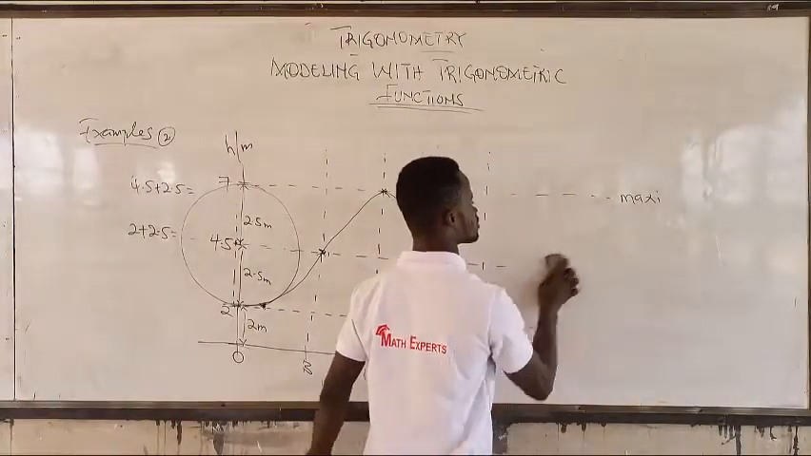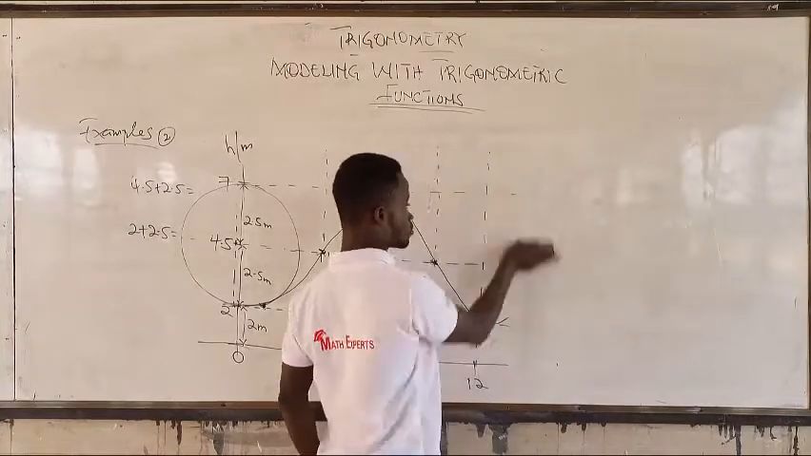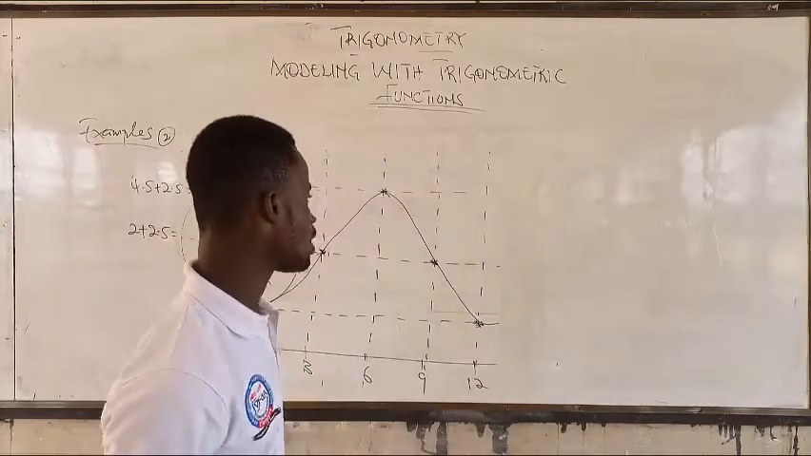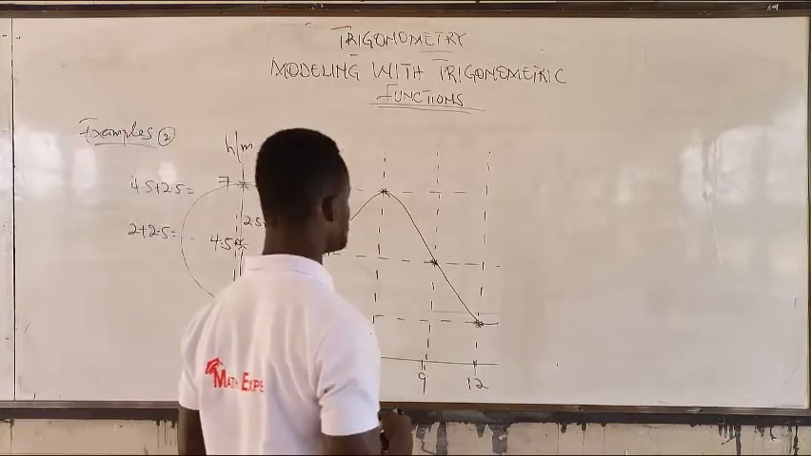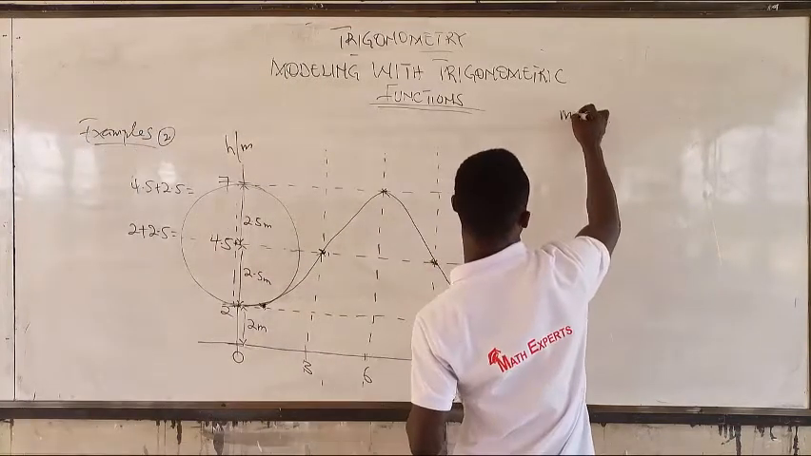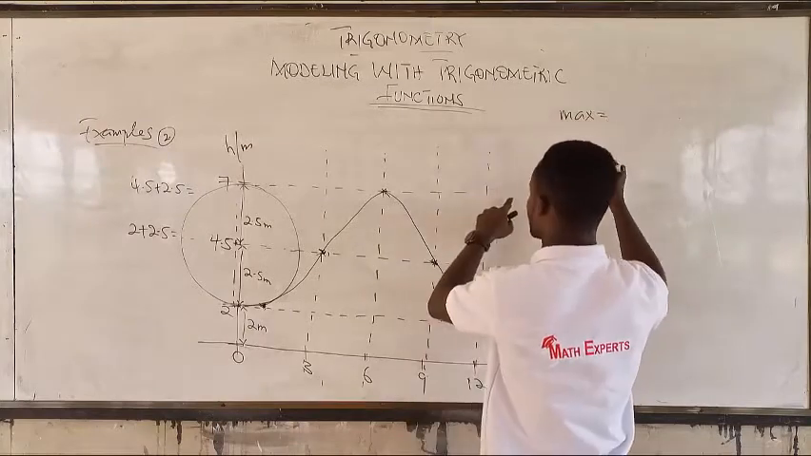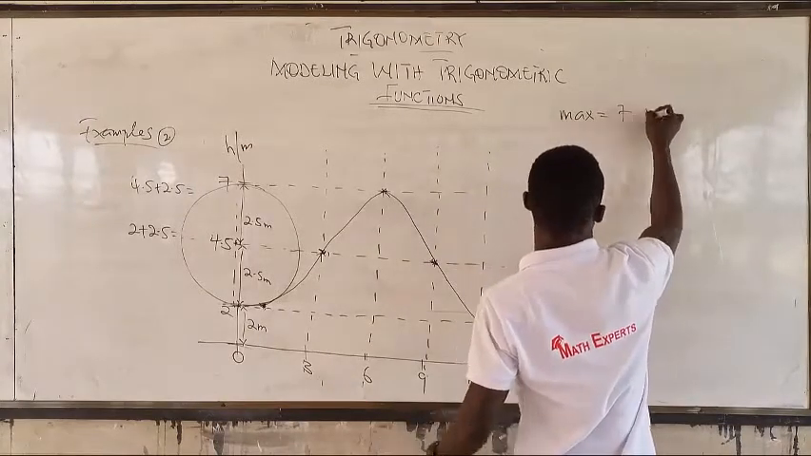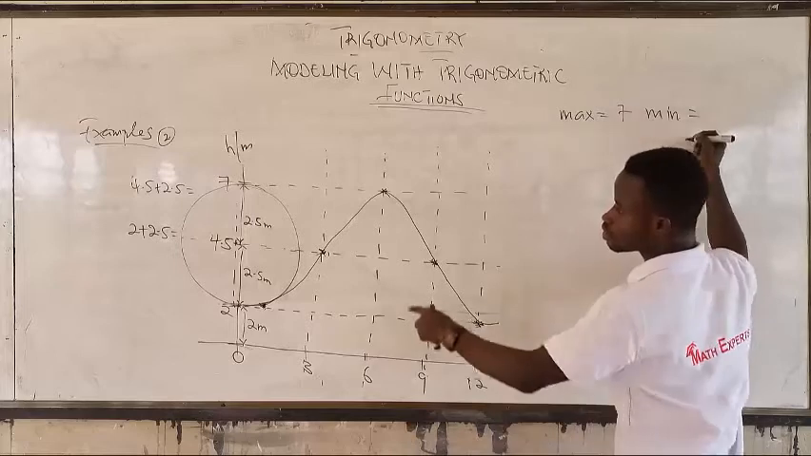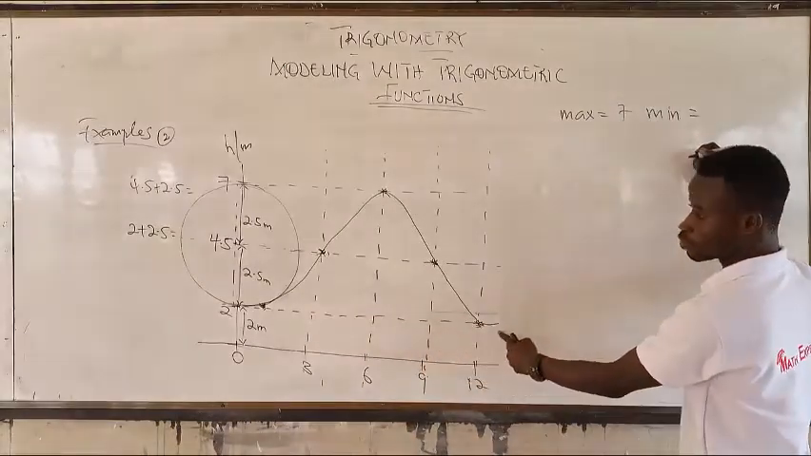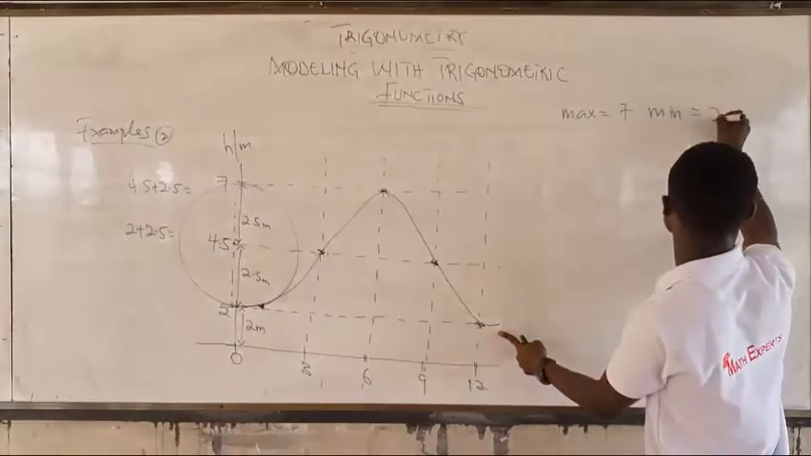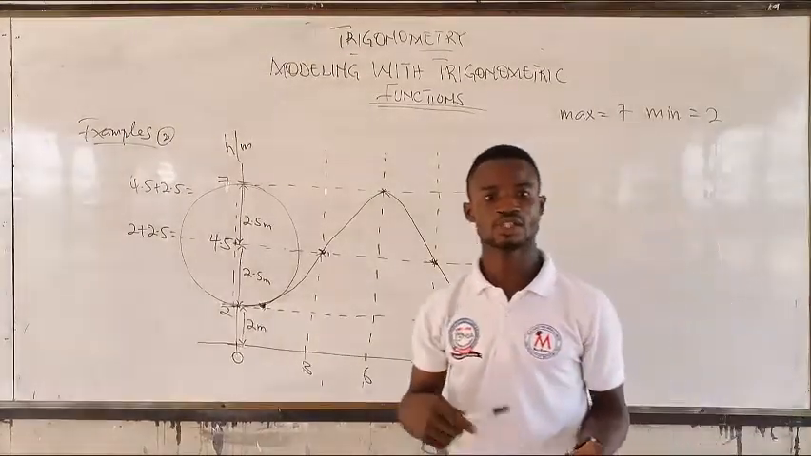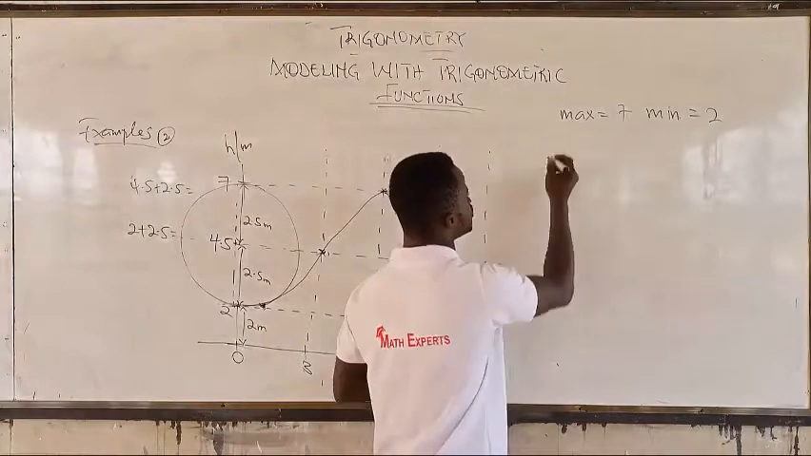Let me clean this part so that I can do my workings there. So here, the maximum will be 7. The minimum will be, what is it? 2. Alright. So quickly let's go for the amplitude.